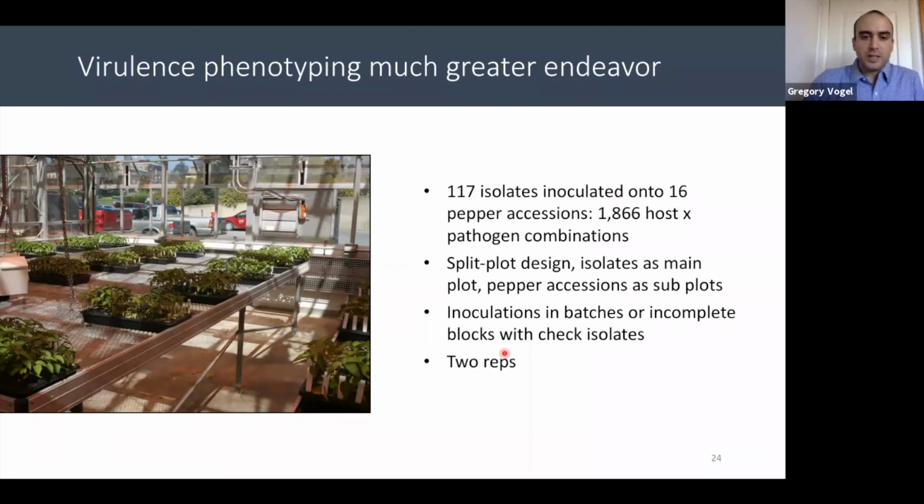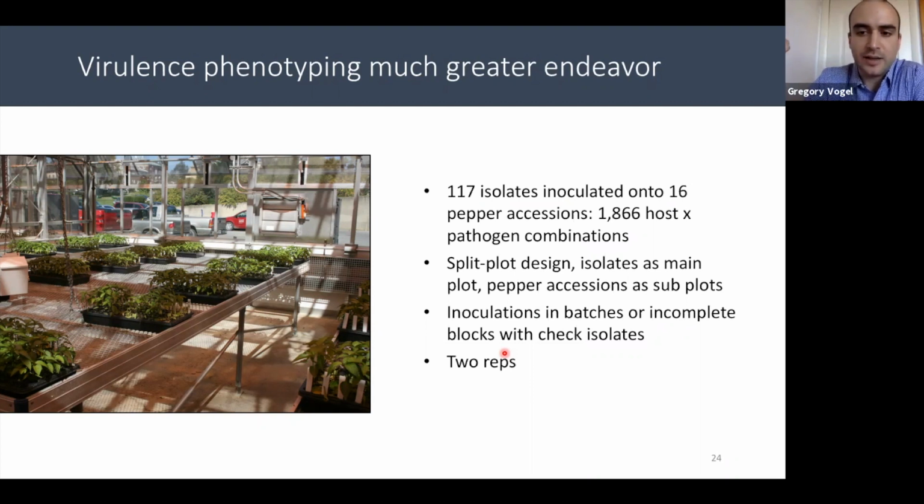So we were really pleased with the results of the GWAS for mating type and mefenoxam sensitivity. And I thought the same approach would probably work for virulence on different peppers. So we went ahead and identified 117 isolates of that clone-corrected isolate set that sporulated well in culture, and we were able to use them to make inoculum.